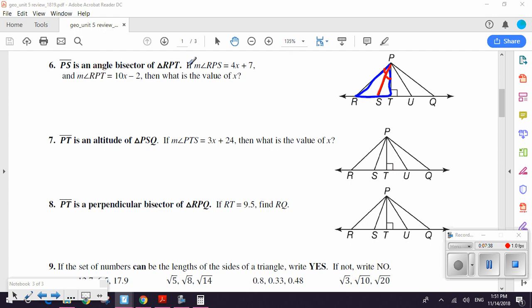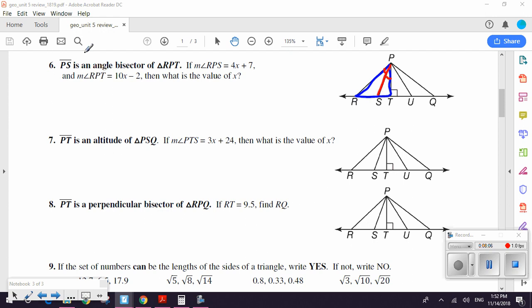It then goes to tell us that the measure of angle RPS is equal to 4x plus 7. So RPS is the angle on the left side of P. And then RPT represents the big angle, so all of corner P, 10x minus 2. What is the value of x?